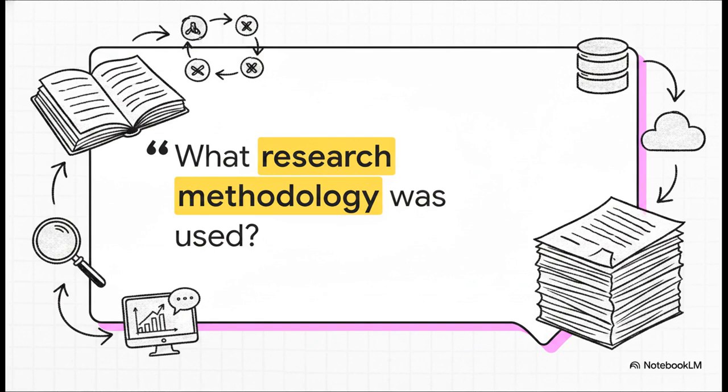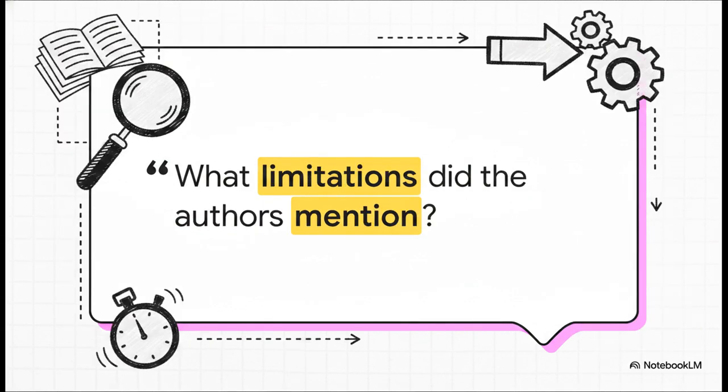This specific prompt instantly extracts the methodology, laying out the exact approach the authors took without you having to skim through dozens of pages. You can even ask things like, what limitations did the authors mention? Or what recommendations did they provide? Finding specific findings or limitations suddenly becomes completely effortless. I mean, when you're reviewing dozens of research papers for a big literature review, saving this much time on every single document, it's absolutely revolutionary.